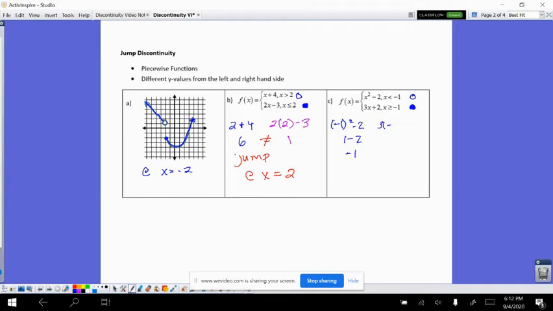For our second function, we'll plug in negative 1, and we'll get negative 1 as our answer. Now those two are equal, so these two graphs are going to meet in the middle. So there's no discontinuity, they meet. So we're going to label that graph as continuous.